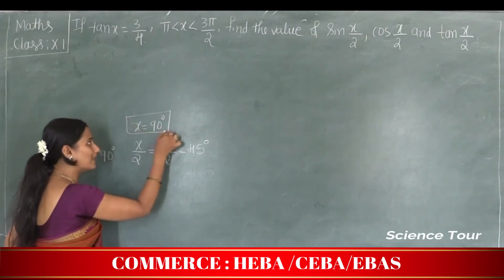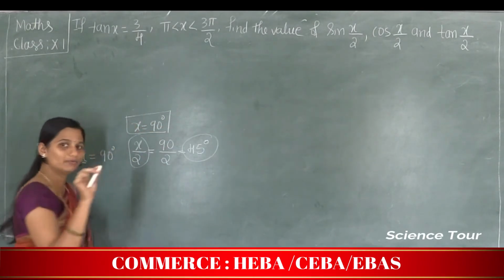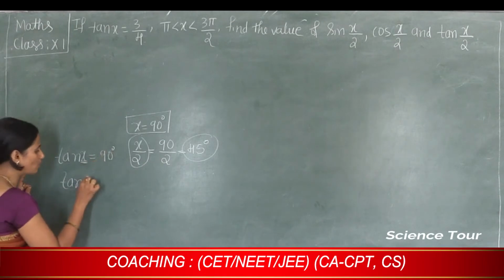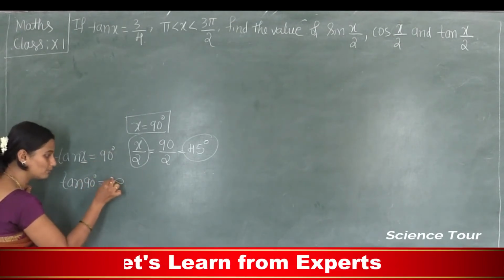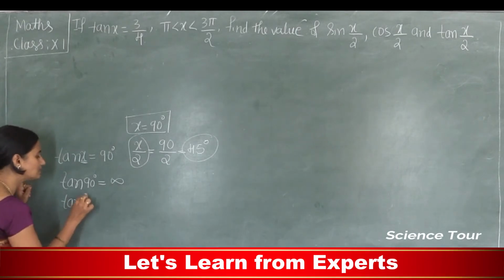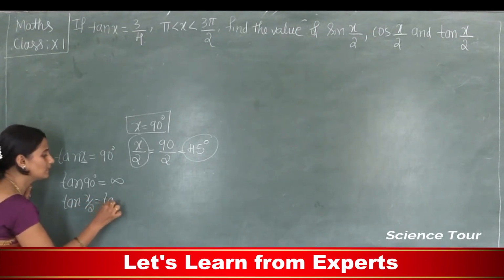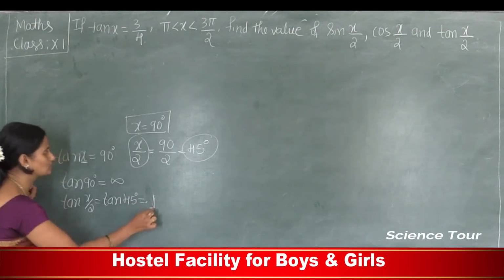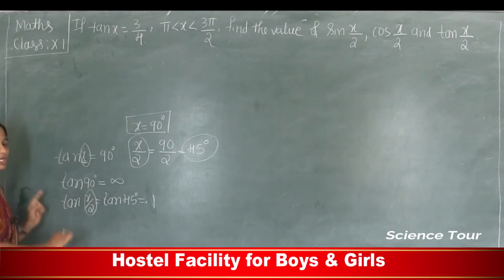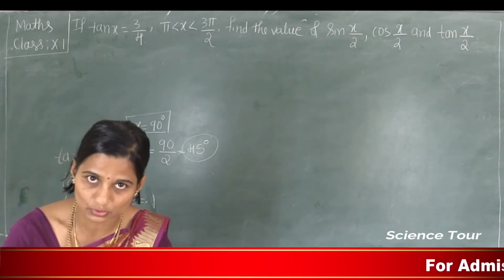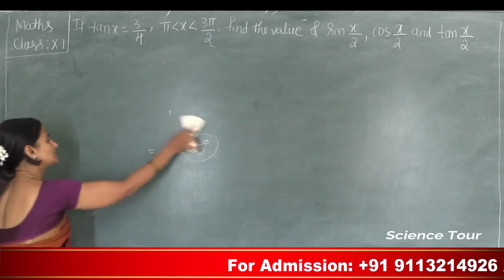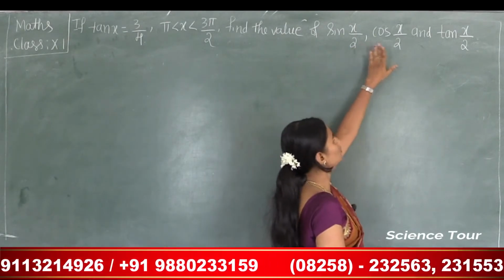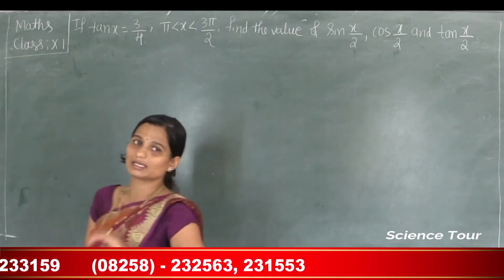Now the values of x and x by 2 are both different, right? Similarly, if it is tan x, x is 90. Tan 90 is what? Infinity. Now tan x by 2 means tan 45 degree. Tan 45 degree is what? It is 1. So x and x by 2 are different values. Understood? So now what is given? x is given, means tan x is given. To find is sin x by 2, cos x by 2 and tan x by 2.